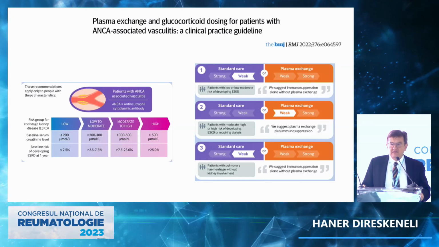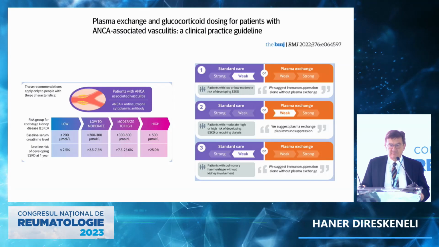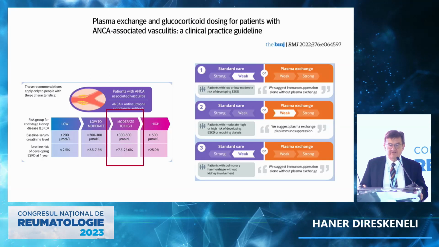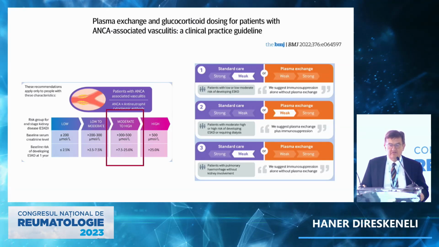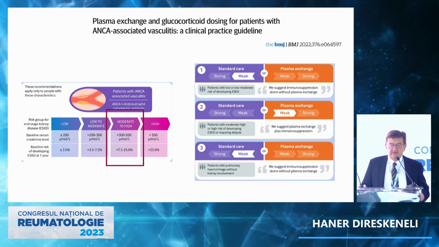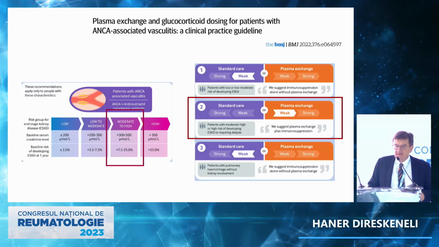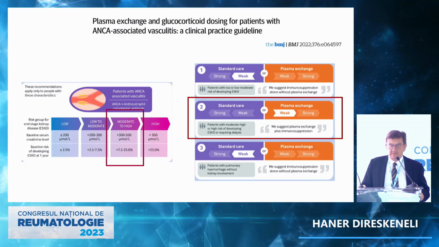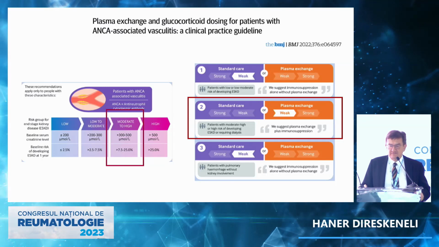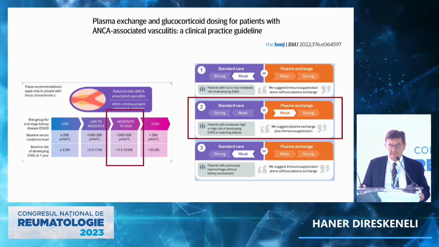And for this reason, the recent practice guideline published in BMJ suggests that in patients with moderate to high renal failure, with a creatinine of approximately over 3.5 and with an end-stage kidney risk of over approximately 10%, routine plasma exchange is suggested, but it's not suggested in patients with lower kidney failure and in patients with pulmonary involvement, which is not shown in the clinical study.